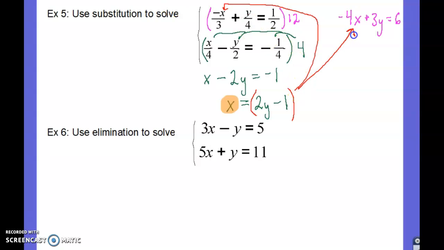I can go to this x and replace it. And you know how earlier I mentioned the distributive property? Whoops, I forgot to write my 4.